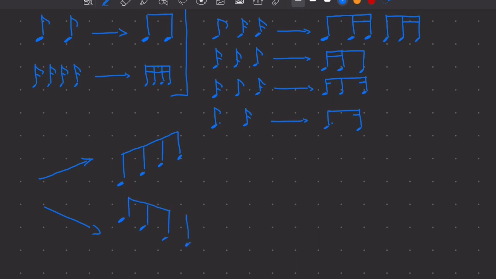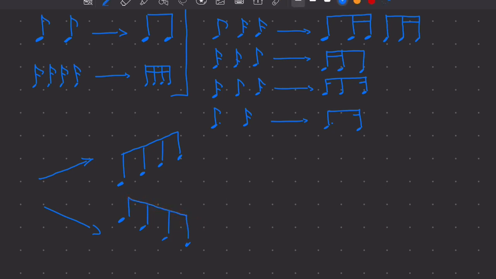So I have a downward direction for my beam. The direction makes the music a little bit easier to read. If the notes are going up, the pitch is going up, my beams go up. If the pitch is going down, my beam should be pointing downwards.